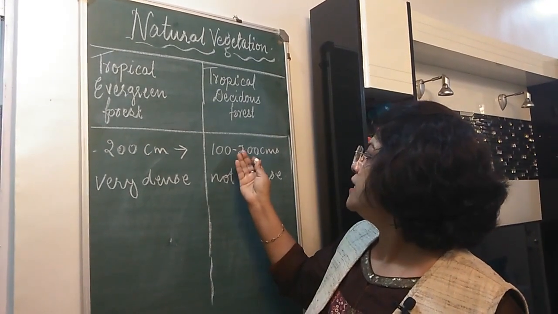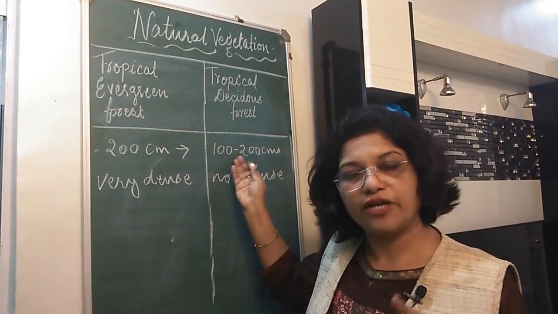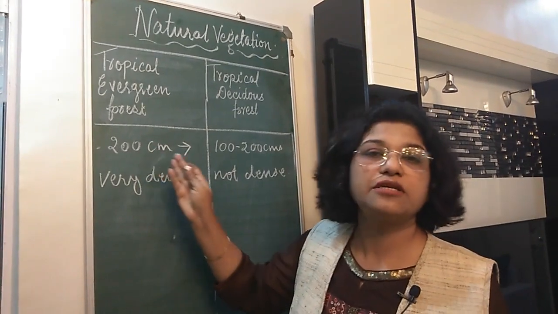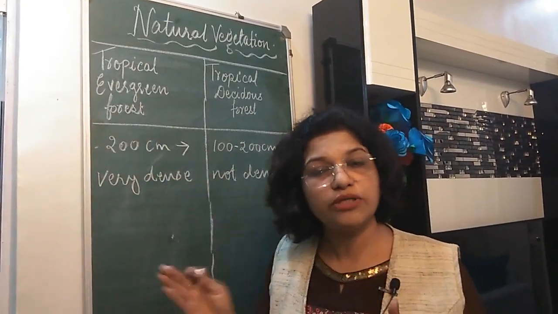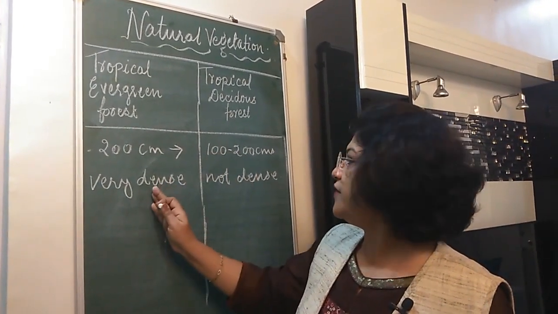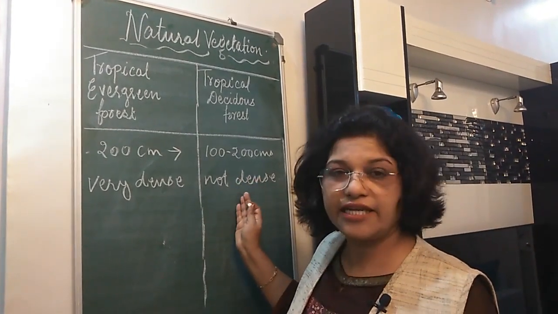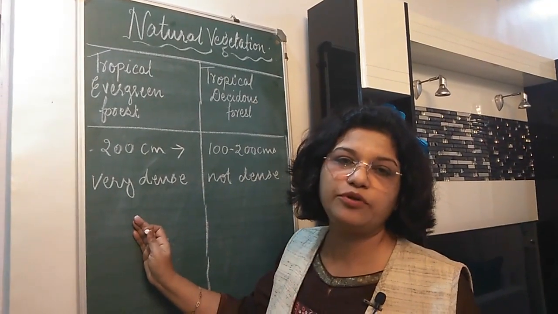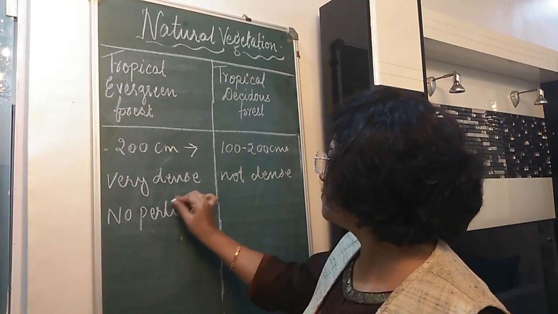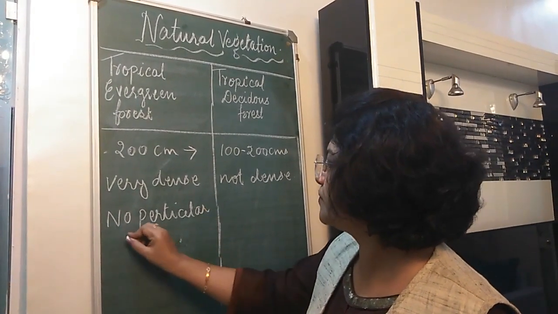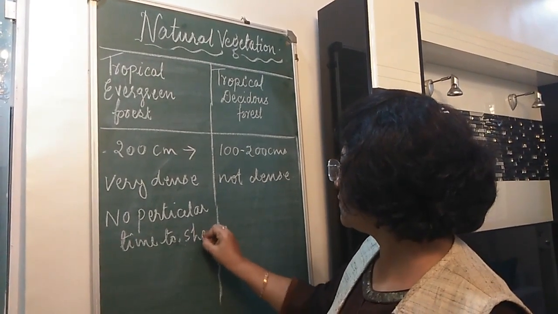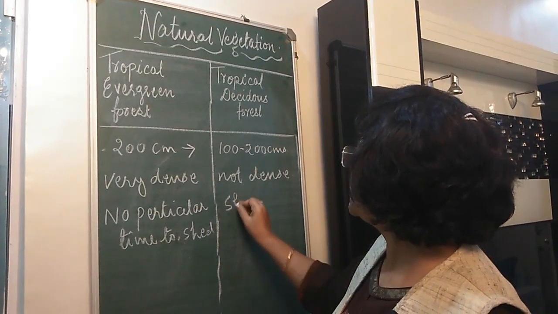Here the rainfall does not fall throughout the year, but just once in a year, that too during the monsoon season. But here, 200 centimeters and above rainfall, this forest receives throughout the year. Every day the rain falls. So, there is a difference between these two forests. These are very dense, these are not so dense. They shed their leaves once in a year. These do not have a particular time to shed their leaves. And here they shed their leaves during the dry season.